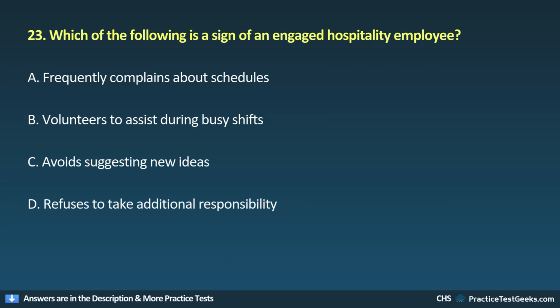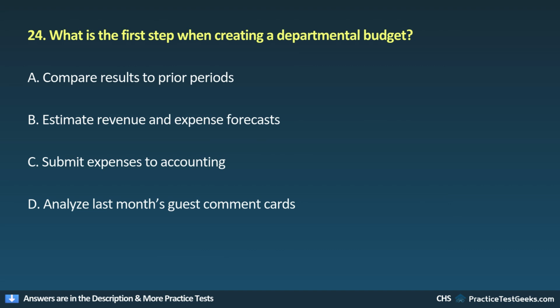A. Frequently complains about schedules. B. Volunteers to assist during busy shifts. C. Avoids suggesting new ideas. D. Refuses to take additional responsibility. 24. What is the first step when creating a departmental budget?